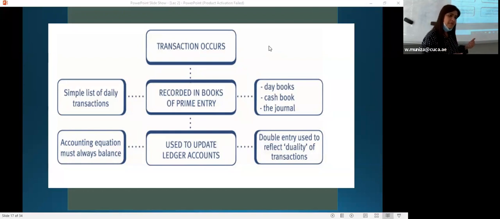Single entry system refers to incomplete records. When we are recording only one effect of the transactions, it is an incomplete picture. Every transaction which is going to happen will be bringing at least two impacts. That is the double entry system.